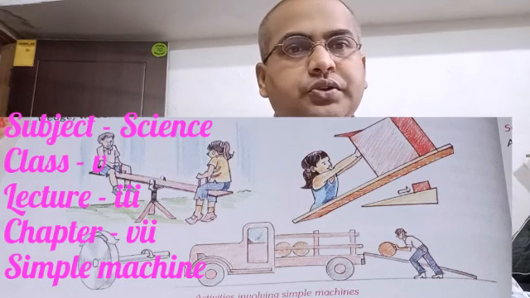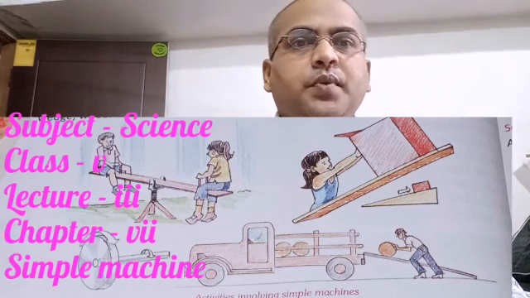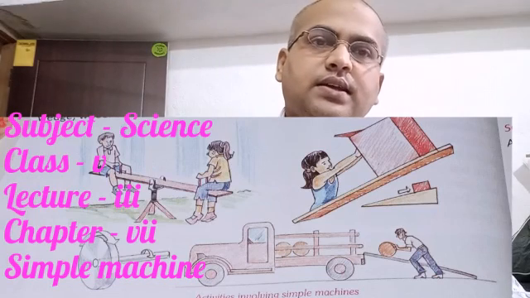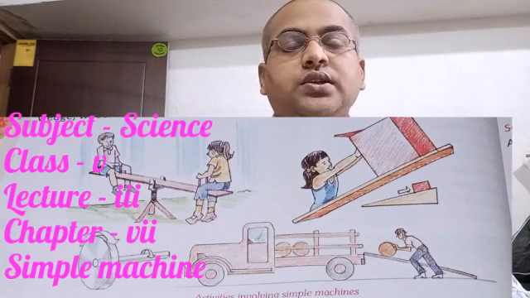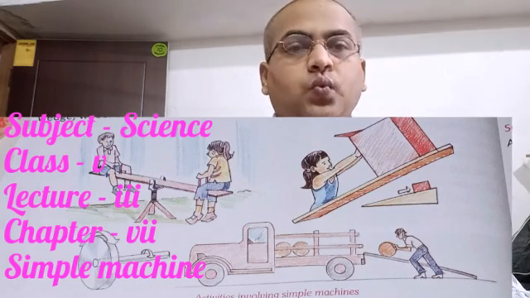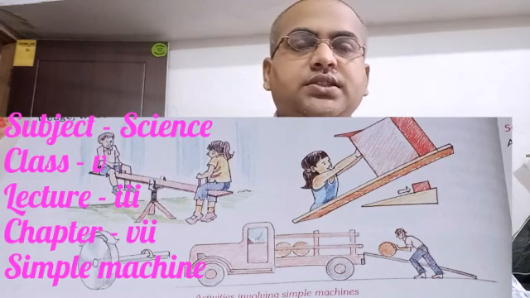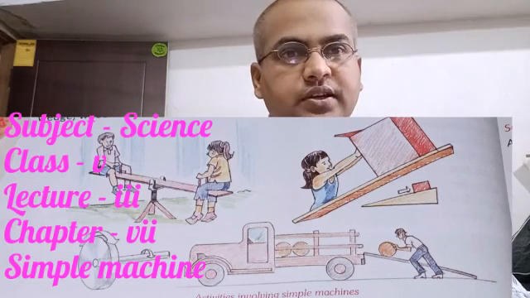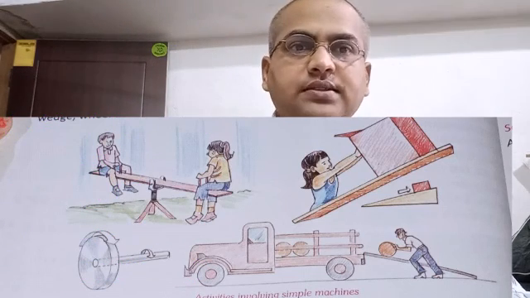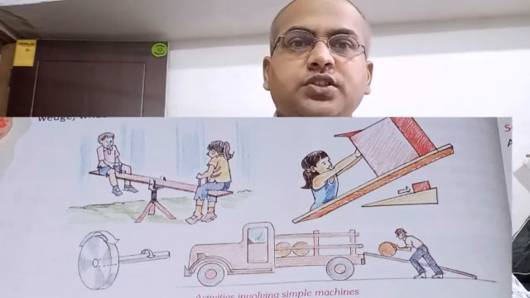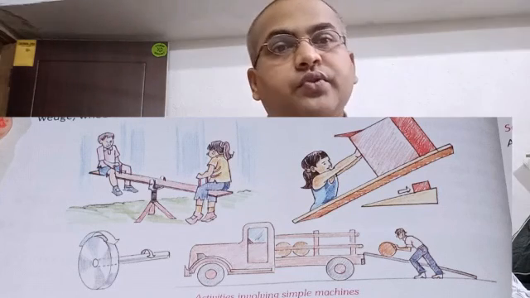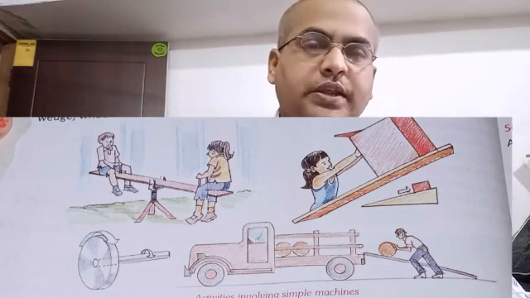Today, in this video lecture, we will discuss chapter 7, that is simple machines, and today we will discuss inclined plane and wedge. In the previous lectures, we had discussed machines, simple machines, then lever: first class lever, second class lever, third class lever. This much we had already discussed in this chapter. Now today we are going to discuss inclined plane.